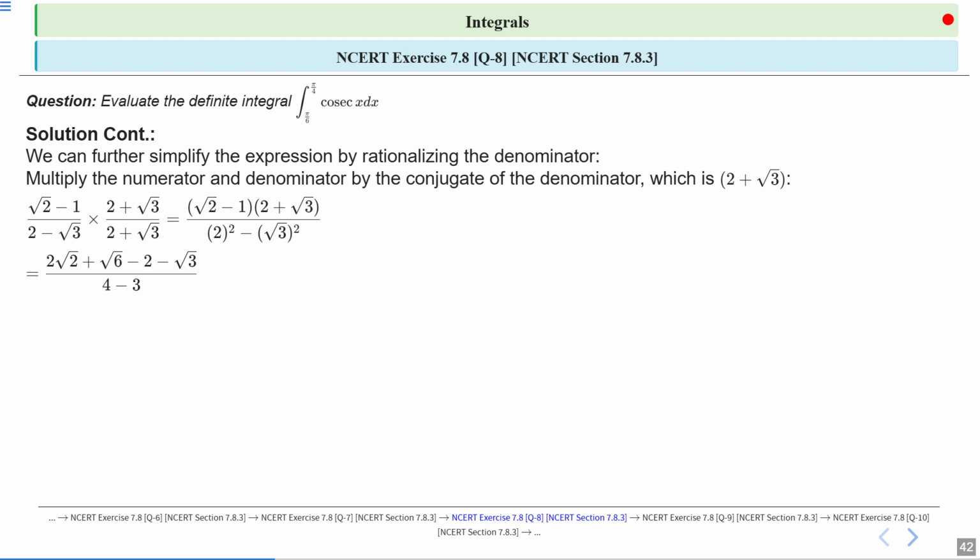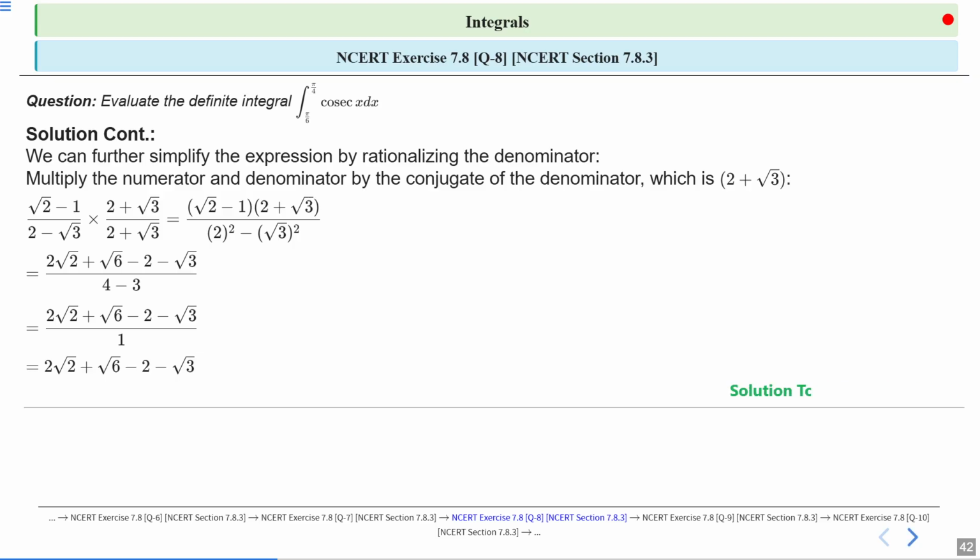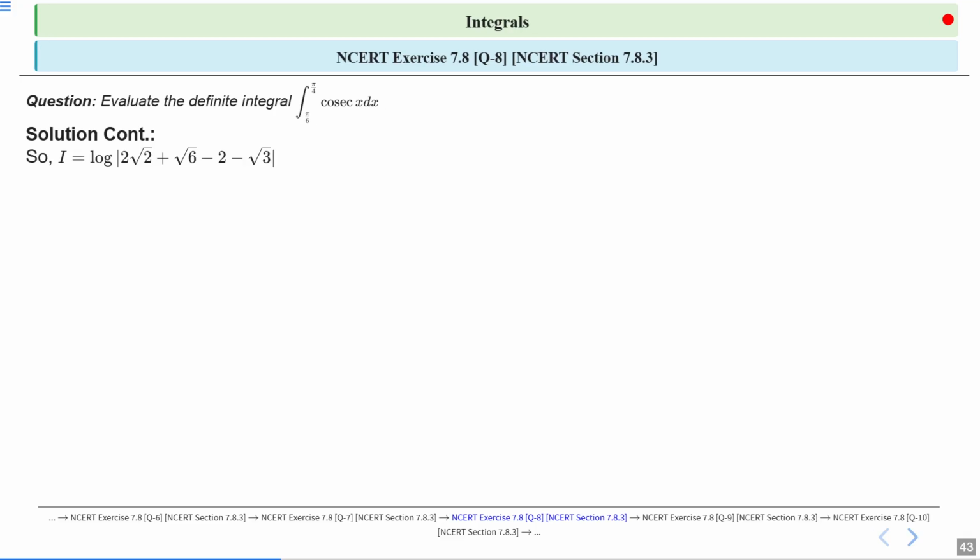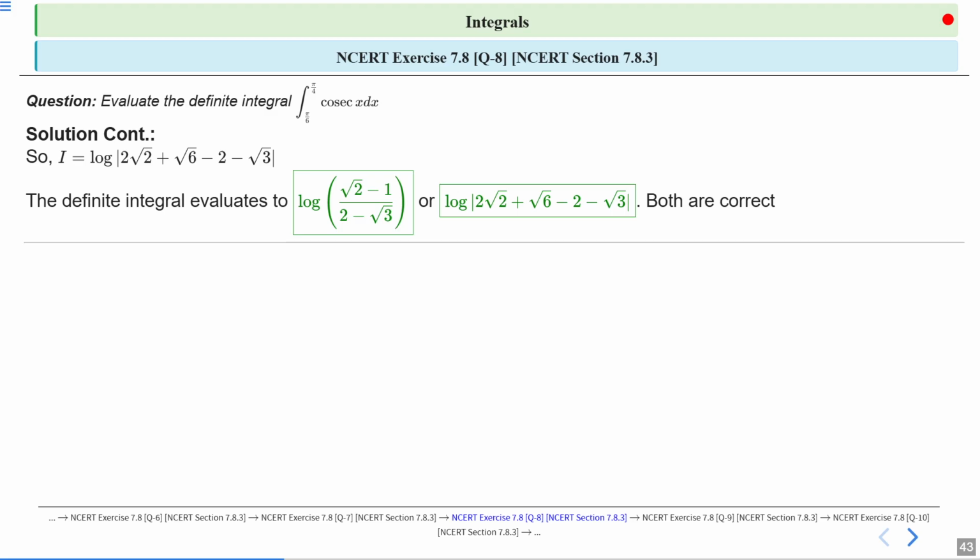So we get, when we multiply, 2 root 2 plus root 6 minus 2 minus root 3 by 4 minus 3. Just simplify it. I is equal to log 2 root 2 plus root 6 minus 2 minus root 3. So either log root 2 minus 1 by 2 minus root 3, or log 2 root 2 plus root 6 minus 2 minus root 3, are the solution of the definite integral.